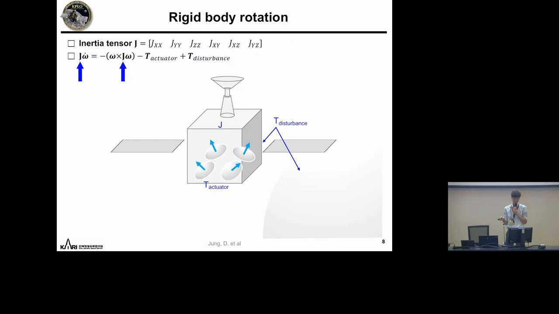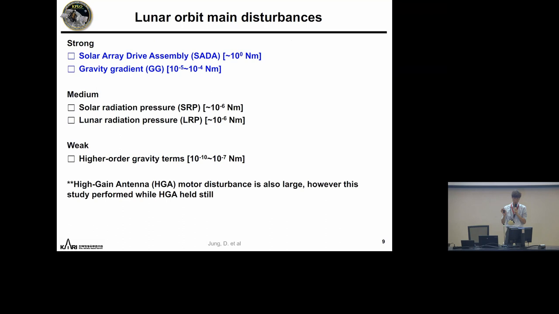So the main sources of disturbances that shake the spacecraft in lunar orbit are the solar array drive assemblies. The spacecraft has two solar array wings, symmetrically mounted. These generate a significant amount of disturbance torque because there are stepper motors in there. And also there's a gravity gradient that's caused by an imperfectly centered center of gravity on the spacecraft, a little bit off, so gravity pulls on the spacecraft, creating a torque. A little bit smaller than that is solar radiation pressure caused by photons from the sun and also photons from the moon, which is lunar radiation pressure.